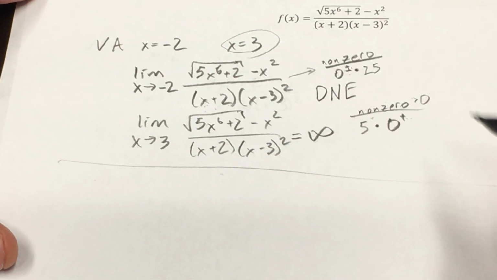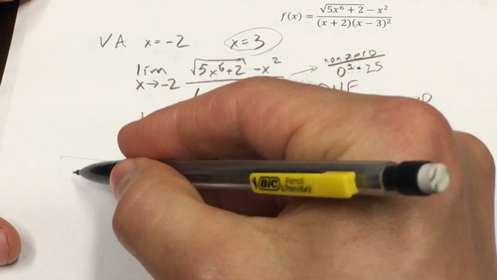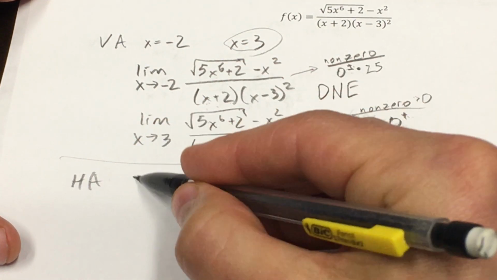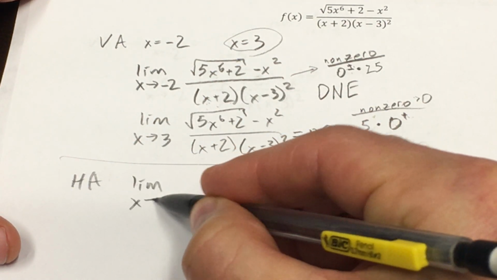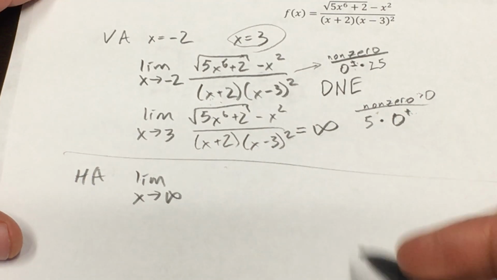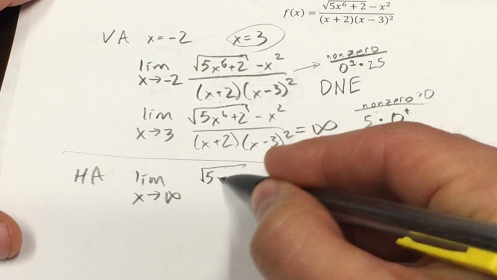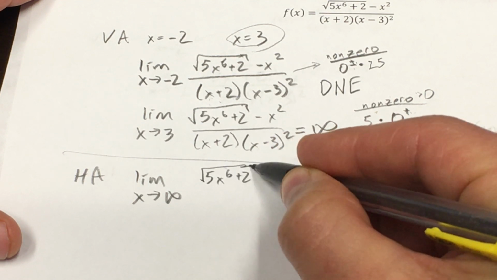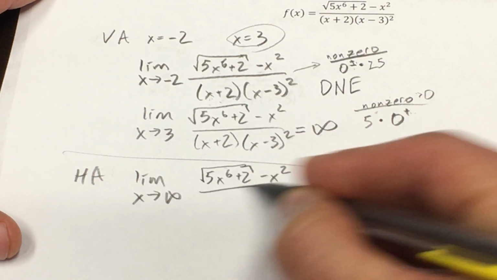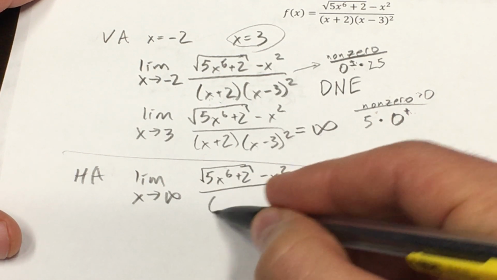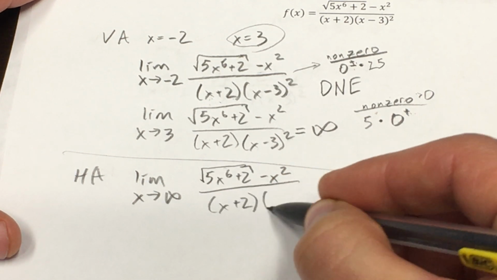Now let's think about horizontal asymptotes. I'm thinking about what happens to the limit as x goes to infinity of, let's see, the square root of 5x to the 6 plus 2 minus x squared. We'll worry about x going to negative infinity in a moment. Just think with me here for a moment.